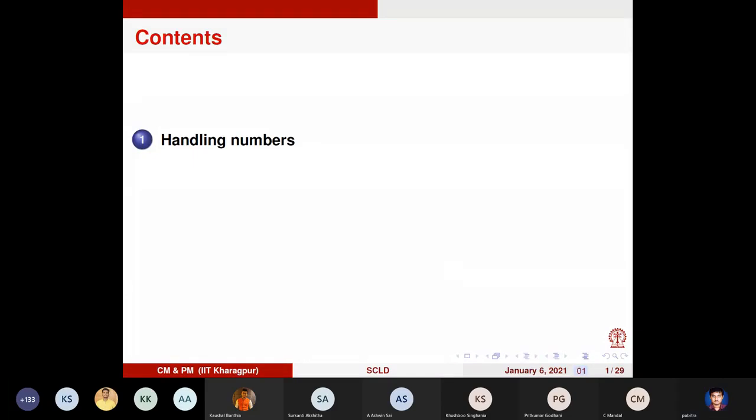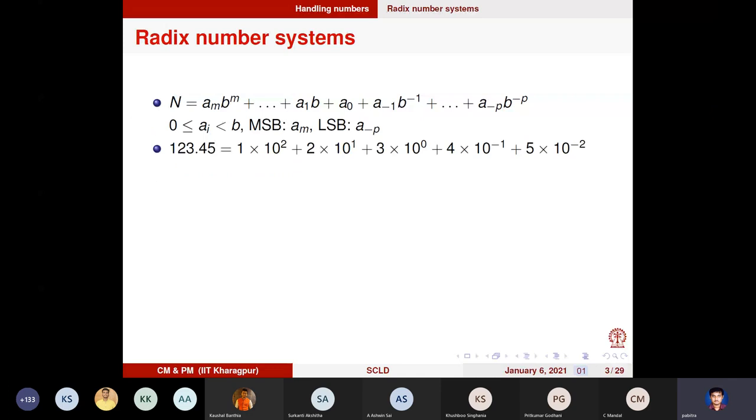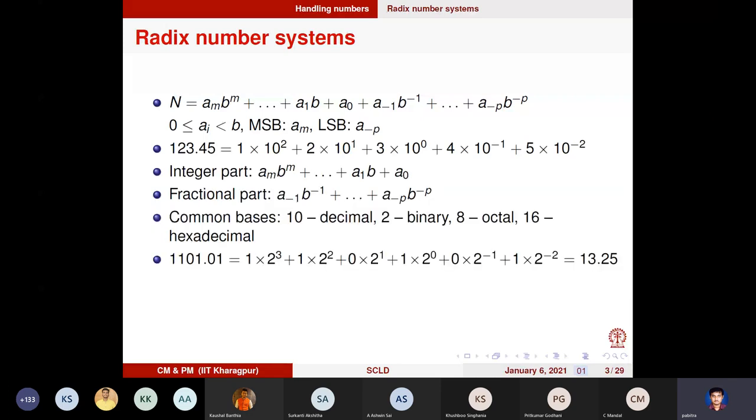Okay, so I guess the slide is visible. Is the slide visible? Yes, sir. Yes, sir. All right. Okay. So let us quickly start.